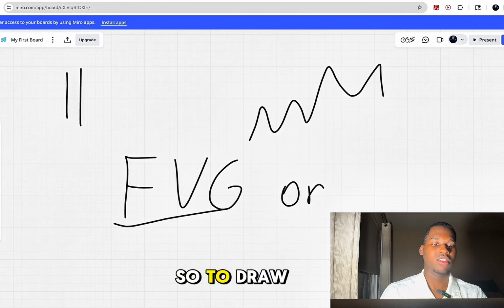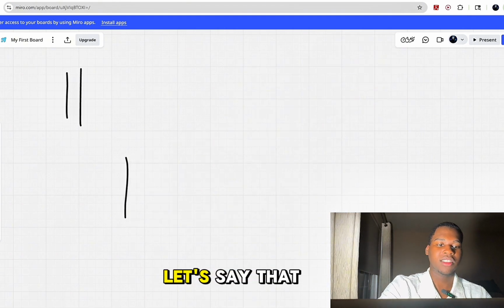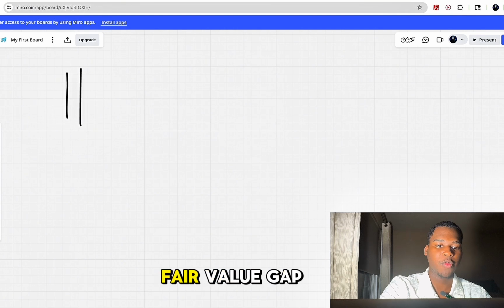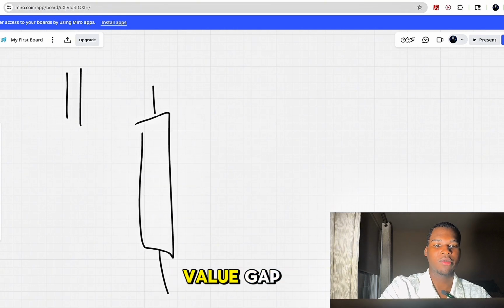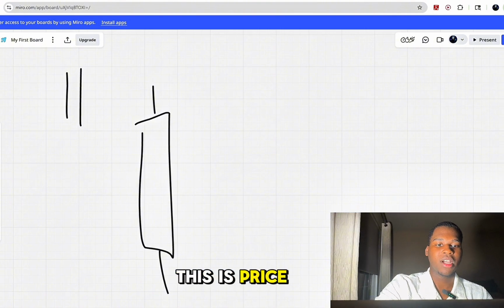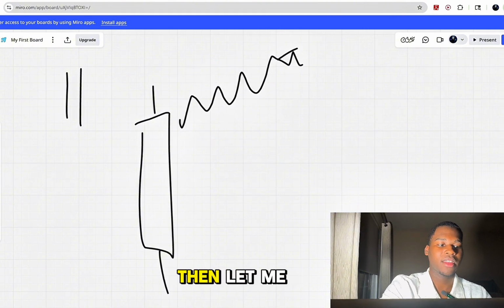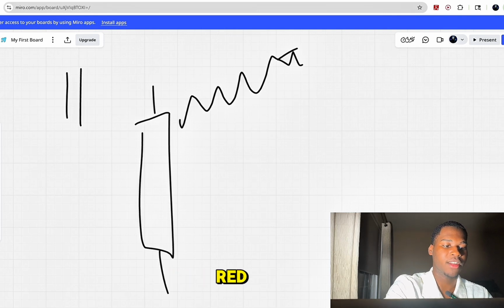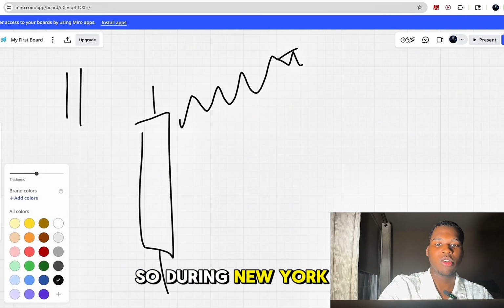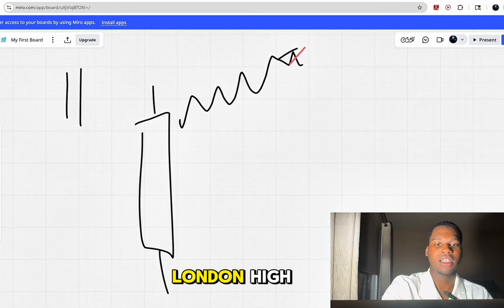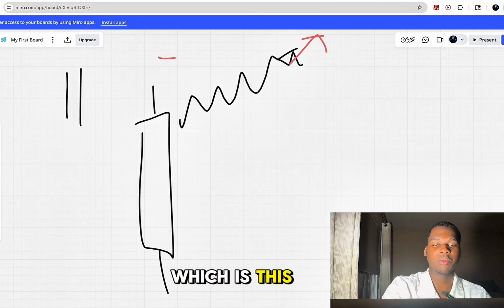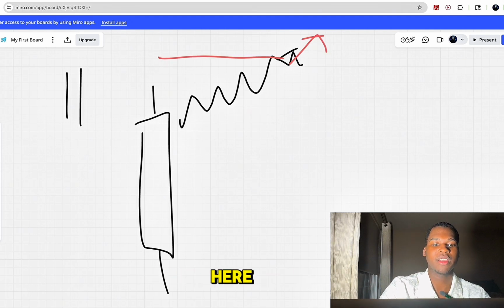So to draw this out for you guys, let's say that we have a fair value gap, which is right here. This is the large fair value gap. This is price action. This is London right here. And then let me draw New York in red. So during New York, we get a sweep of this London high, which is this black line. This was the high of London right here.